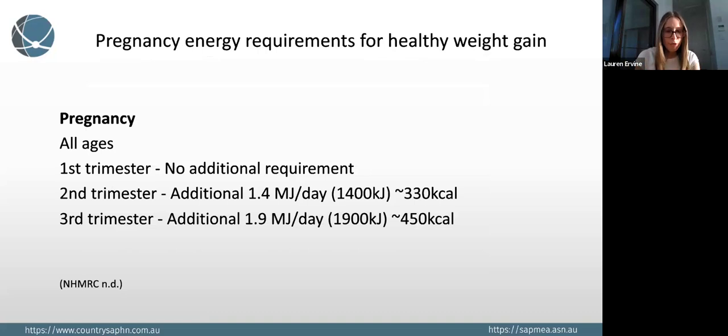So I've put these in a few different measurements of energy. The guidelines mention that during the second trimester, a woman should be having an additional 1.4 megajoules a day. But depending on how you work, at AEP, we work in both kilojoules and calories, depending on the client. So it's about 1,400 kilojoules extra a day, which sounds like a lot, but that's only 330 calories, which could easily sort of creep up over your day pretty naturally. So we generally wouldn't have to make too much effort to get that extra amount of calories. And then third trimester, it's a little bit more, so about 450 calories a day to gain that healthy weight.